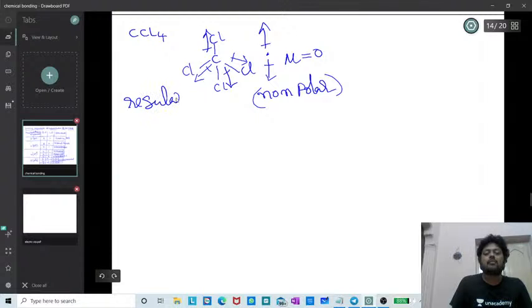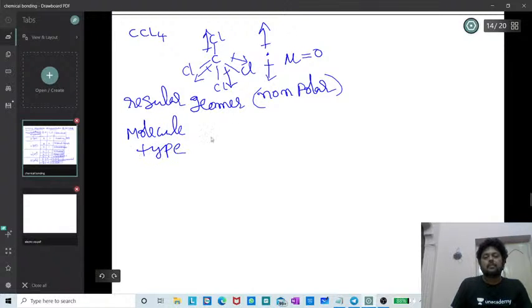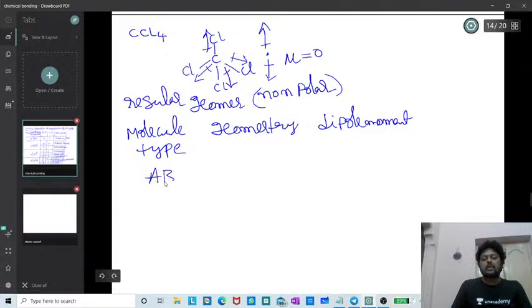What are the regular geometries? I will tell that one. If molecule type, geometry and dipole moment. So AB2, if I take AB2 and the structure is linear, definitely it is a regular geometry. This is the regular geometry. Their dipole moment nu is equal to 0.